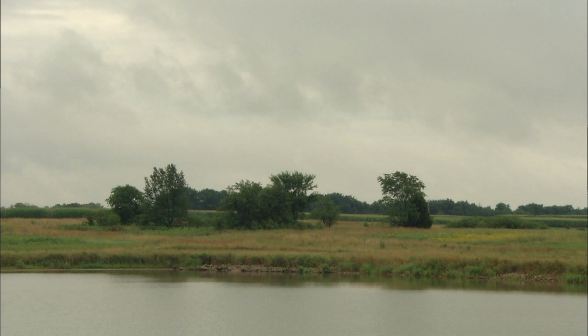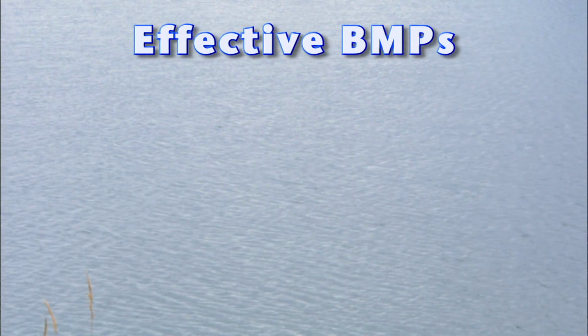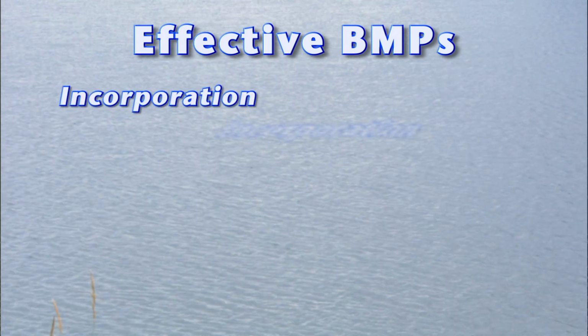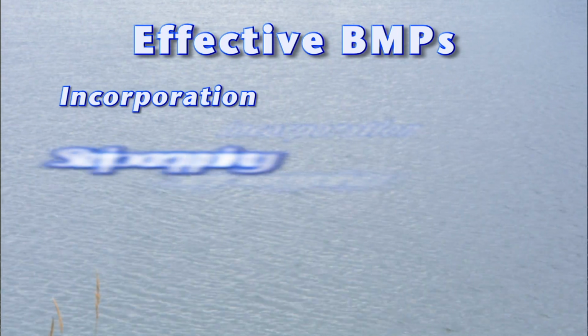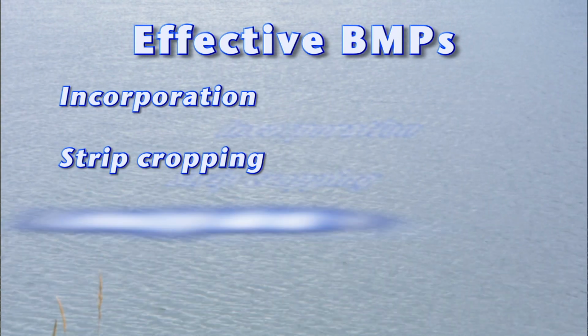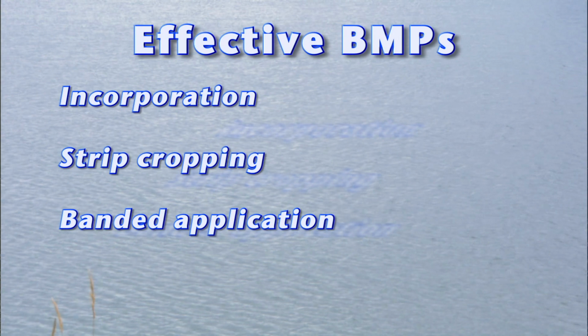Additional management practices may be needed to prevent, reduce, or control atrazine runoff. These practices are considered to be moderately to highly effective. Incorporation of atrazine into the soil at a depth of 1 to 3 inches can significantly reduce herbicide runoff. Strip cropping can reduce the total herbicide load. Banded application at planting near the row to reduce total herbicide load.